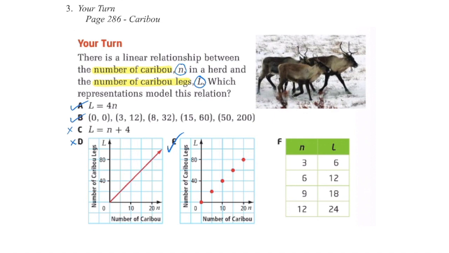And then in the table of values, if you go back to the original equation, which we already established, we know that we're multiplying the number of caribou we have by 4. So that's what you want to check for. 3 times 4 is not going to give me 6. 6 times 4 is not going to give me 12. So this is a table of values, but it's not one that models this relationship. So that is not going to be a choice that we pick.